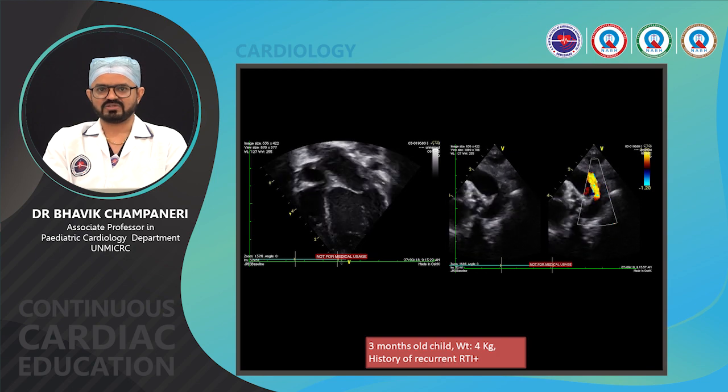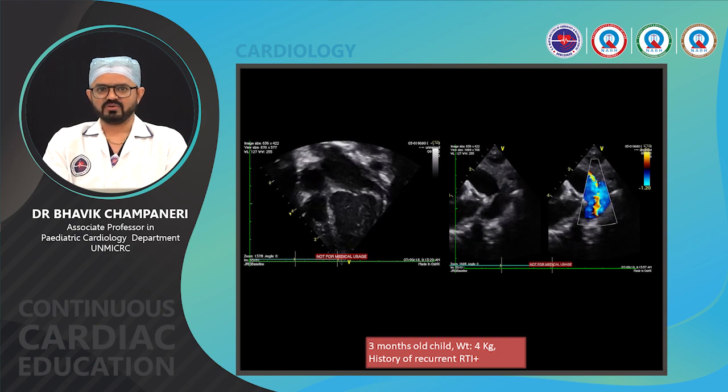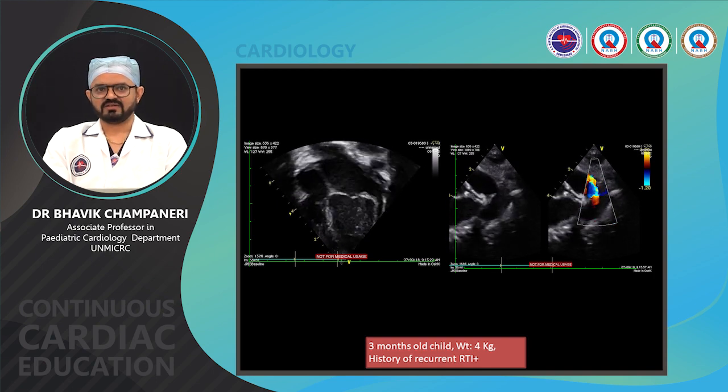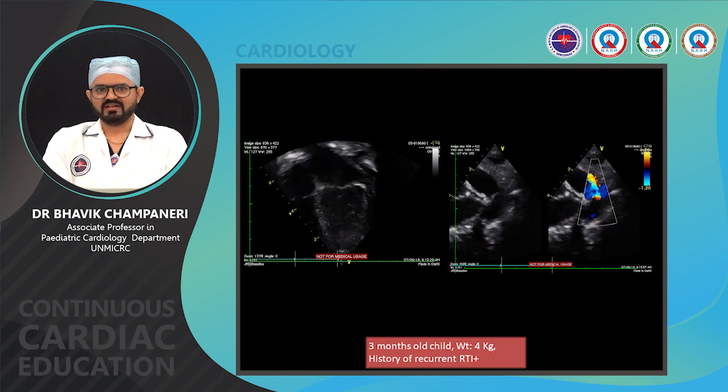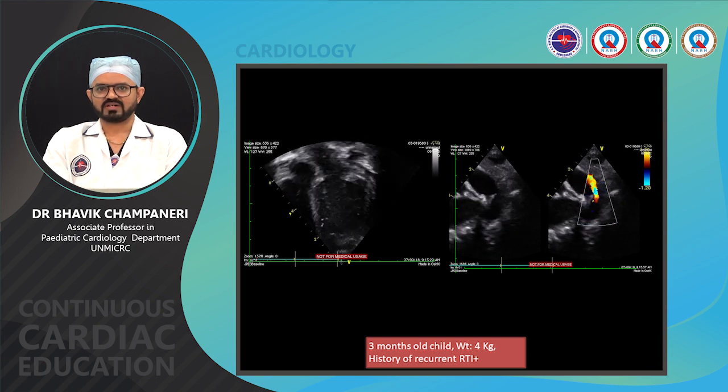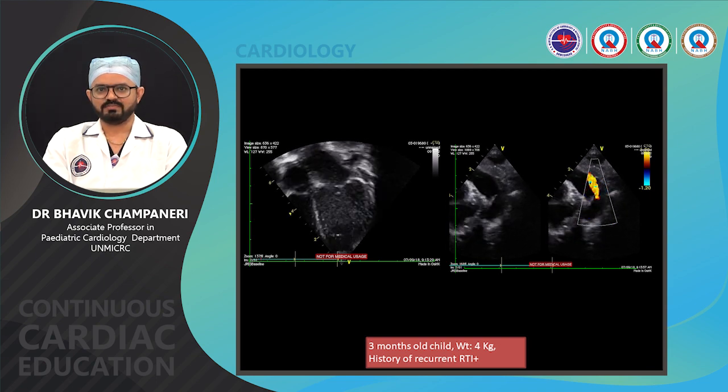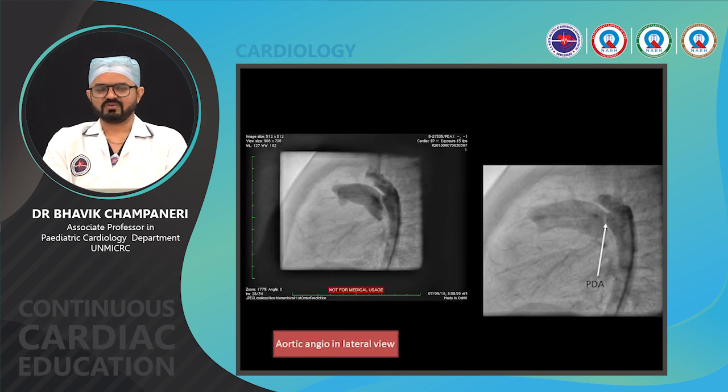Similarly, this is a case example. It's a 3-month-old child whose weight is 4 kilo. The child has a history of recurrent respiratory tract infection, and as you can see in a 4-chamber view, LA and LV are significantly dilated, and in the ductal view you can see that red flow. The ductus arteriosus is patent and flowing left to right. So the patient was taken to the cath lab.